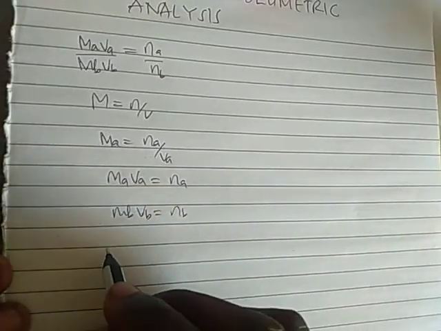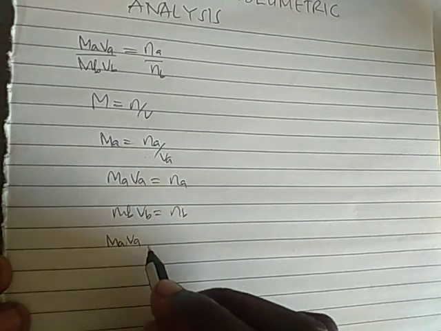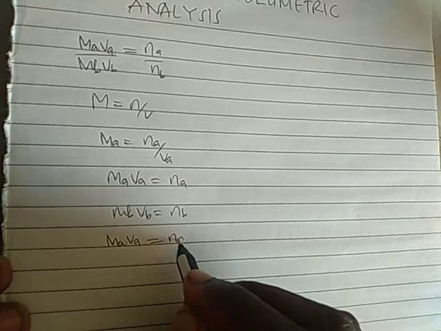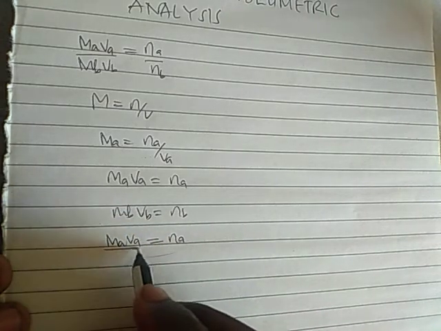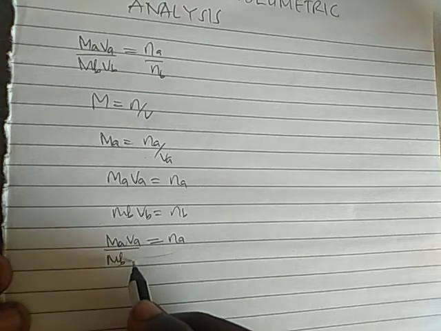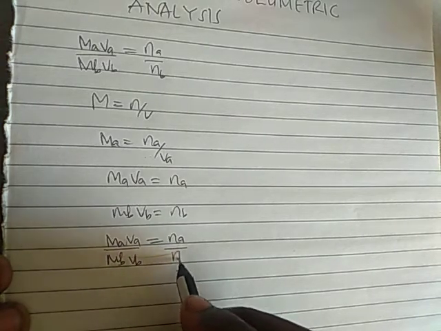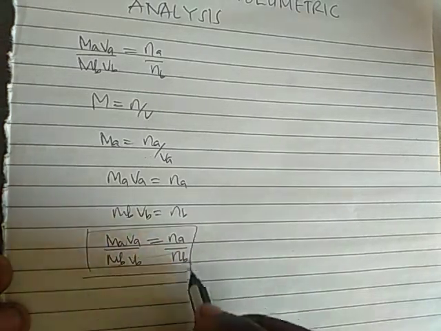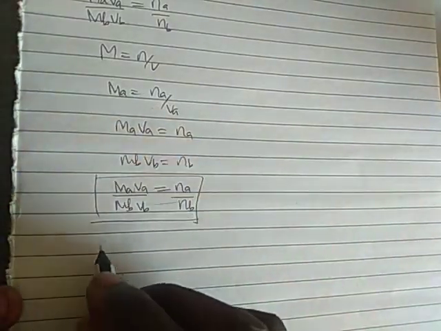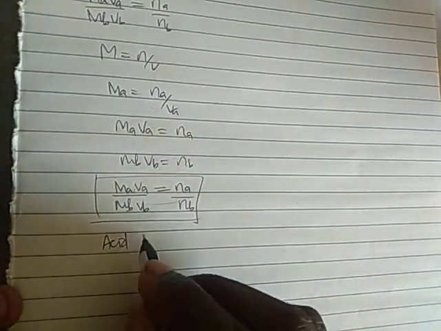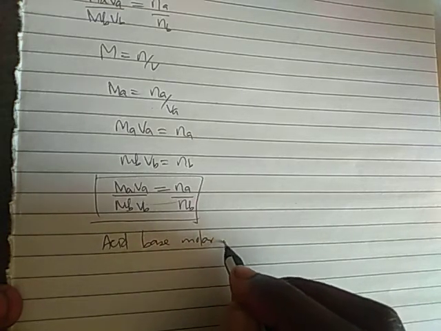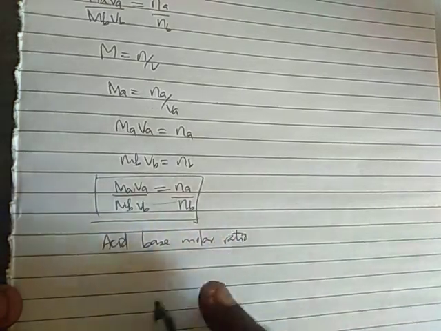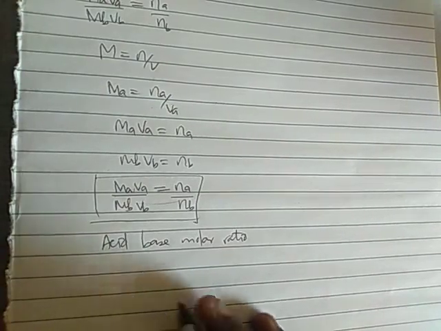Now from there, molarity of acid times volume of acid is equal to number of moles of acid. We divide this by molarity of base times volume of base, the number of moles of base. This is what we normally call the acid-base molar ratio. A very common formula which is used in volumetric analysis.